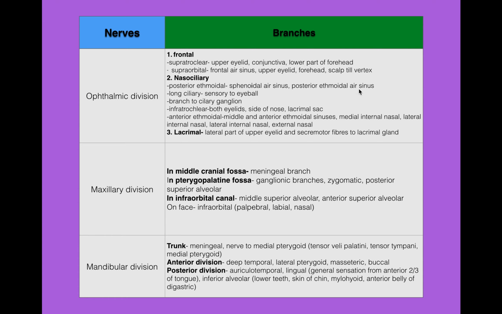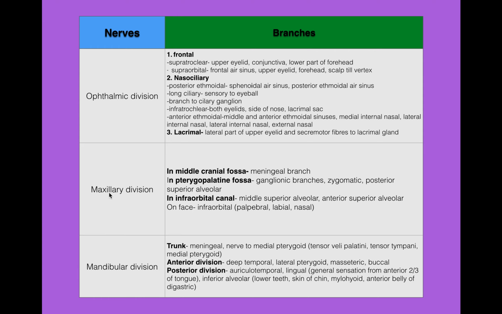and the posterior ethmoidal air sinus. And then the long ciliary nerve supplies the sensory nerves to the eyeball, and then there's a branch to the ciliary ganglion and infratrochlear nerve and an anterior ethmoidal branch as well. And then we have the lacrimal branch, which supplies the lateral part of the eyelid and provides secretomotor fibers to the lacrimal gland.